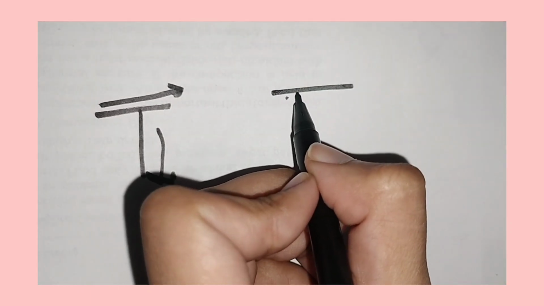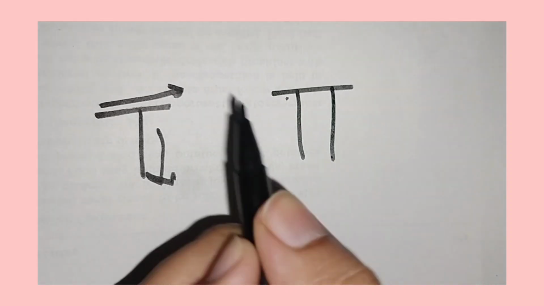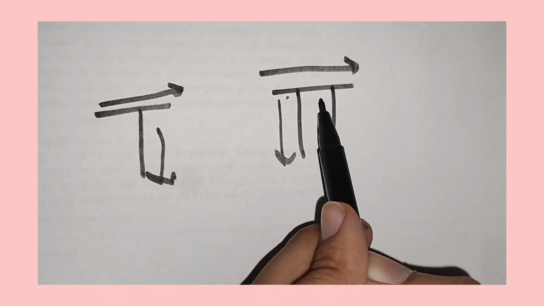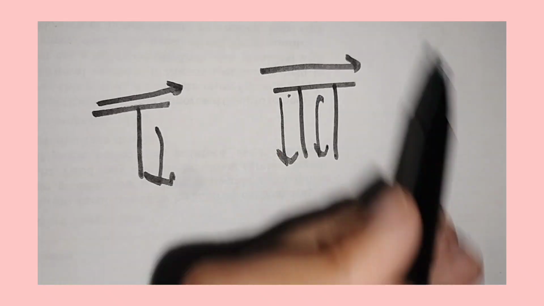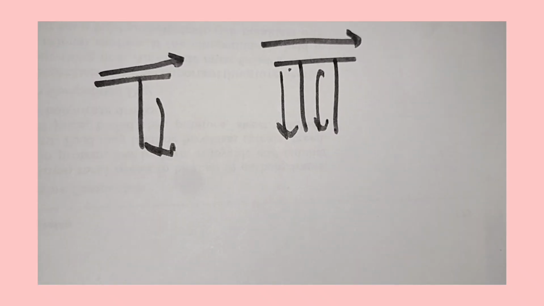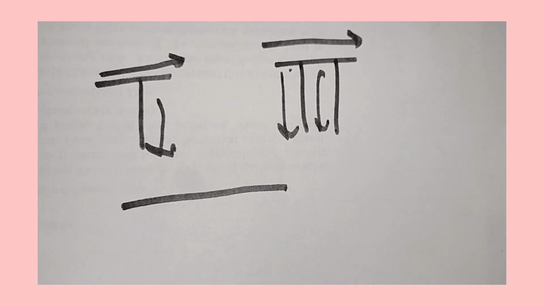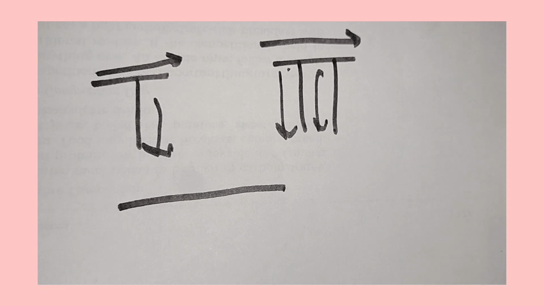And for U, you start with a horizontal line first and then a vertical line, like this. For the next U, it's the same: you start with a horizontal line and two vertical lines, like this. And for the last one, just draw a horizontal line and it's like this. Remember this one?